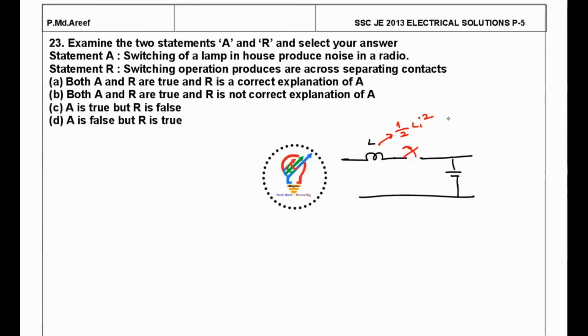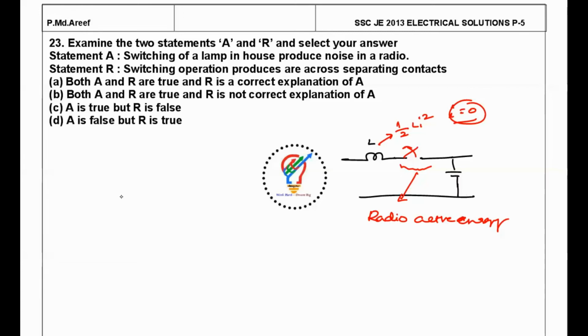Half L i square means I becomes 0. As per the law of conservation of energy, energy cannot be created or destroyed. It can be transformed from one form to another form. So what will happen here is there is an arc existing between the contacts of the circuit breaker. This is because of energy converting from electromagnetic to electrostatic here. So at this time an arc will strike here. Arc is associated with radioactive energy.